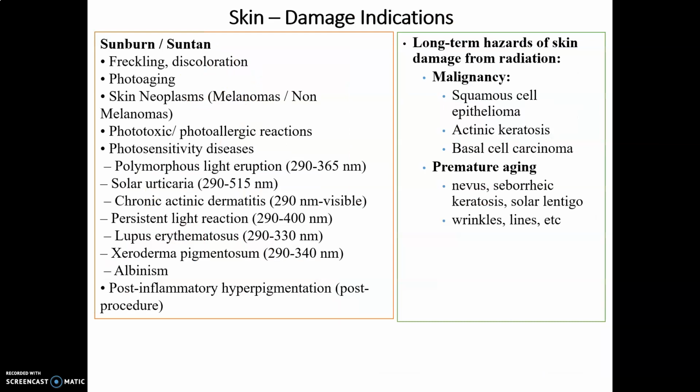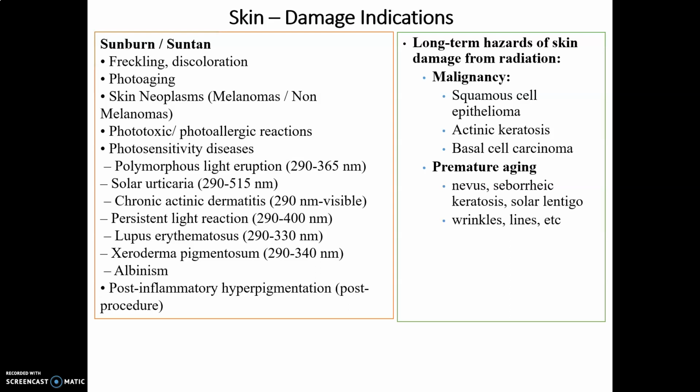As this radiation enters the skin, it may be responsible for suntan or sunburn, and certain long-term hazards can also occur which can damage the skin. So sunburn and suntan are responsible for freckling, then wrinkles, photoaging. Sometimes photoallergic reactions may be seen, and photosensitive diseases can be seen on the surface.